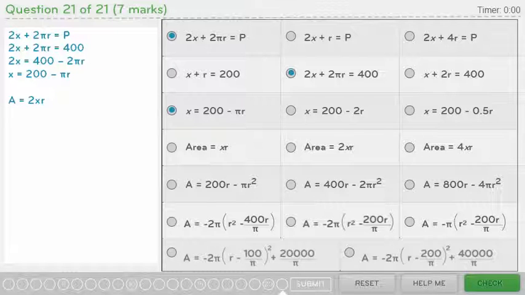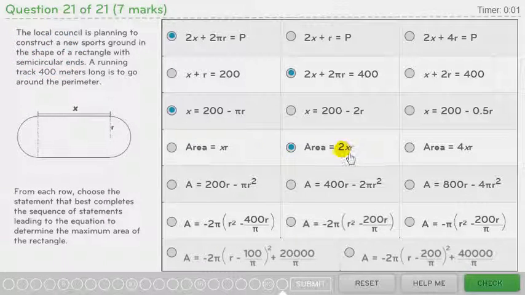The next thing we need to do is come up with a function for the area. The area is equal to 2xr. The x represents the length across the top, and notice that we have r as a radius, which would make 2r the entire width. So 2xr is our area.